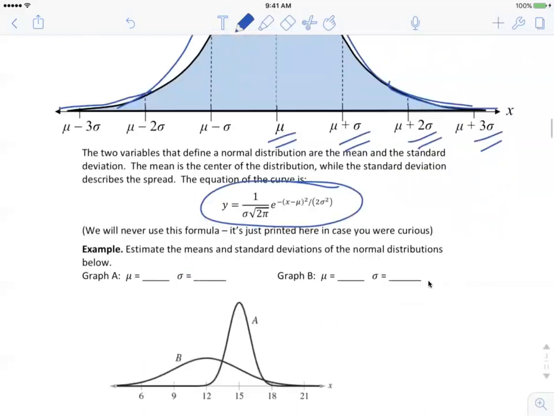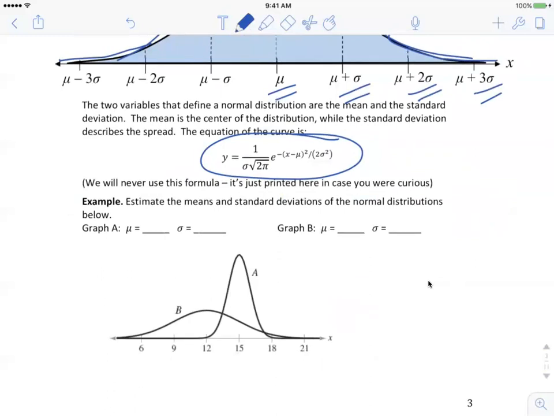What we're more concerned with is some interpretation of the normal distributions in terms of means and standard deviations. So here's a couple of distributions. We can estimate the mean and the standard deviation. So for graph A, the mean is always where the peak is, right? So I'm looking at graph A, the peak is at 15, while the mean for graph B, the peak is at 12.